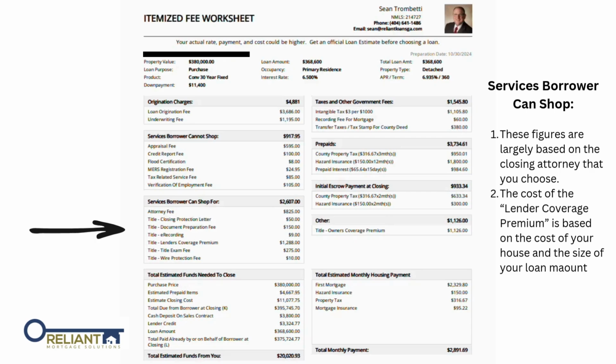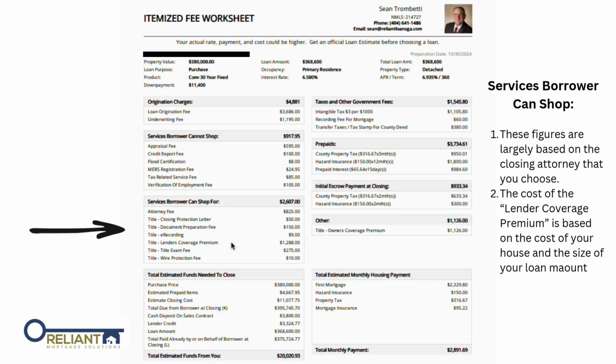The section that we're going to talk about next is Section C, otherwise known as services borrowers can shop for. Inversely from the previous section that you cannot shop for, these are things that you will be picking out for yourself. That choice basically comes in the form of determining which closing attorney you want to use to close your transaction.